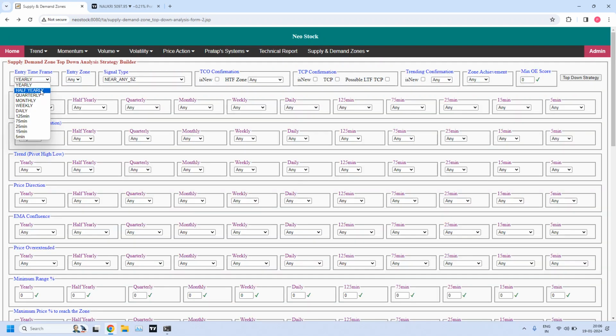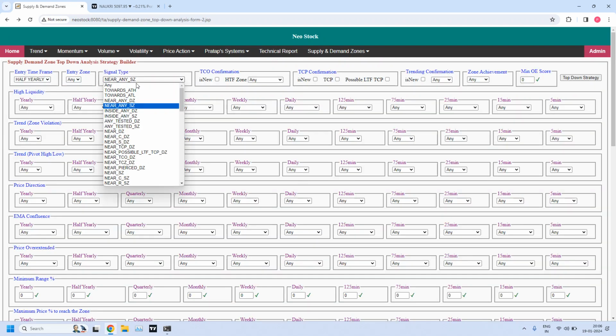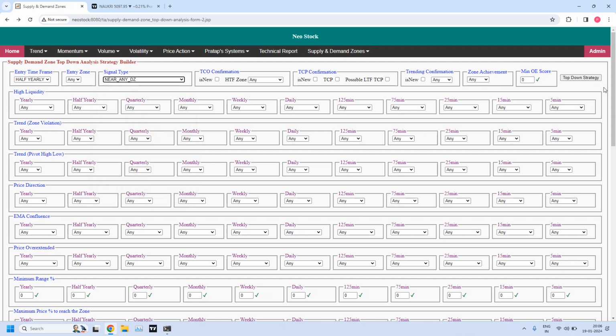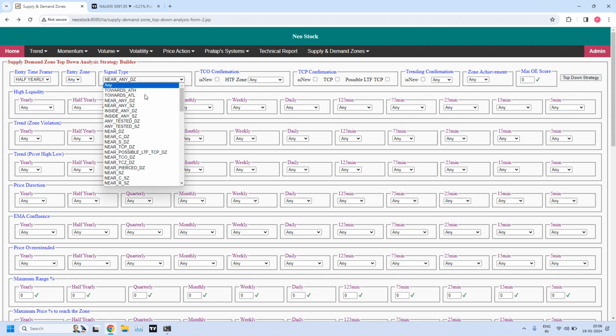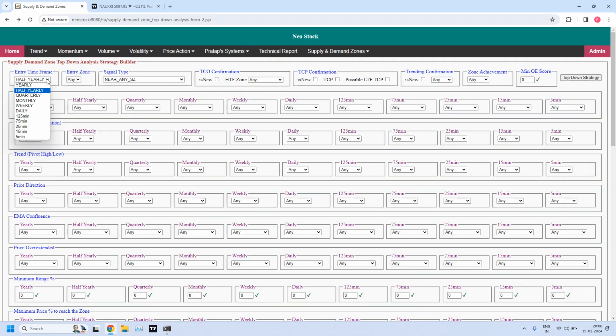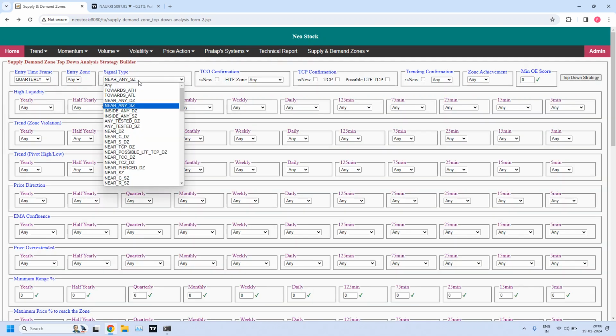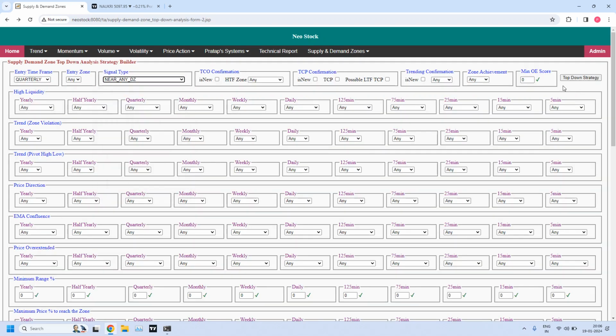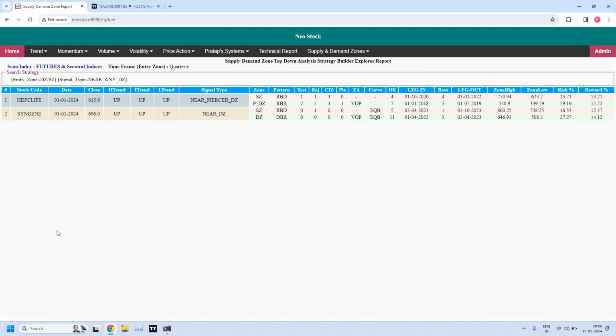And for the half yearly time frame also, you mostly may not find any, because yesterday also we didn't get any. Stocks near the half yearly demand zone: no stocks. Stocks near the half yearly supply zone: no stocks. Now let us change the time frame to quarterly. Let us find the stocks near the quarterly demand zone. So two stocks are filtered.